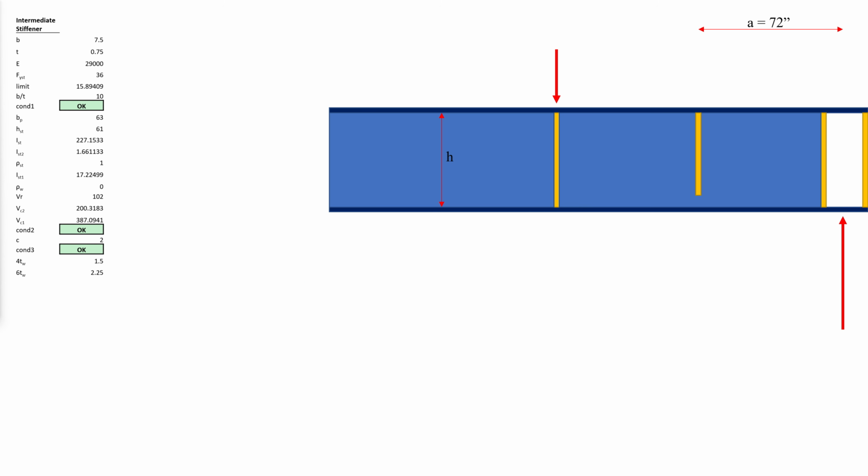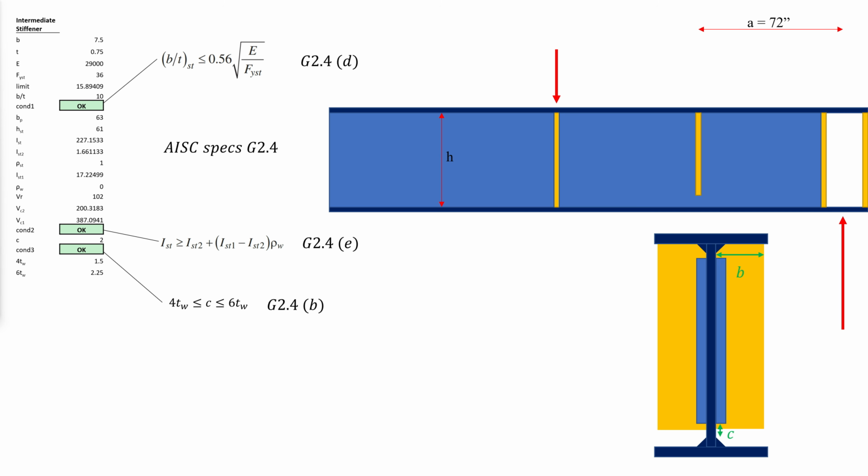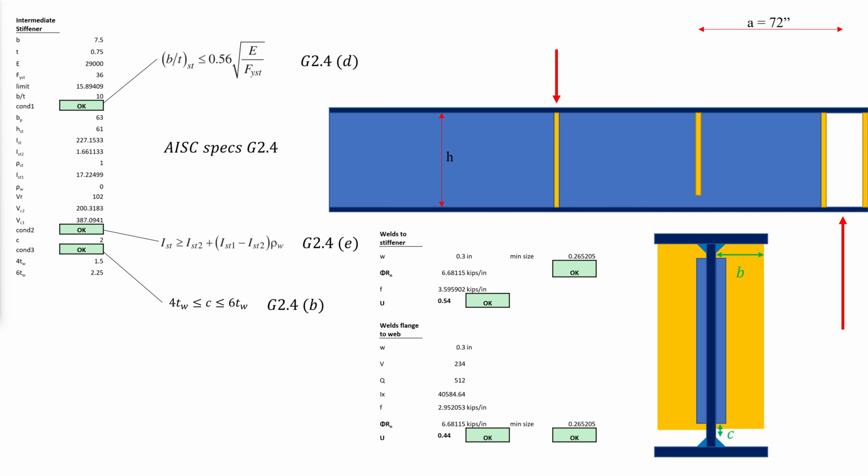Because we added intermediate stiffeners, their dimensions need to be checked according to the provisions of AISC specifications, section G2.4. The first condition comes from G2.4d, the second comes from G2.4e, and the third comes from G2.4b. Next, we need to check the size and strength of the welds.